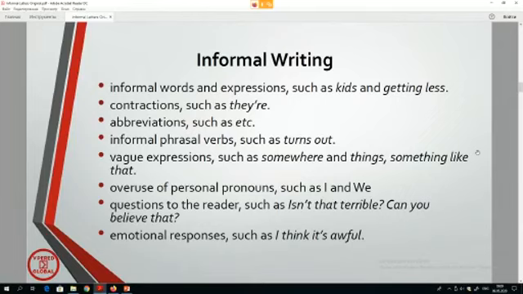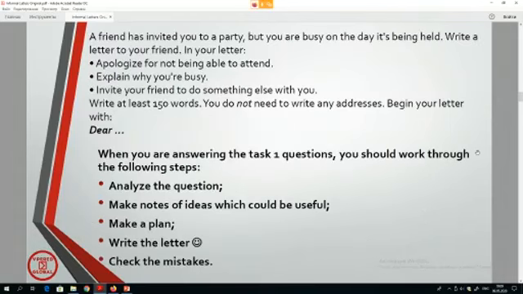Okay, so now let's see how it must be in practice. Here's an example. A friend has invited you to a party, but you're busy on the day it's being held. Write a letter to your friend. In your letter, apologize for not being able to attend. Explain why you're busy. Invite your friend to do something else with you. You should write at least 150 words.